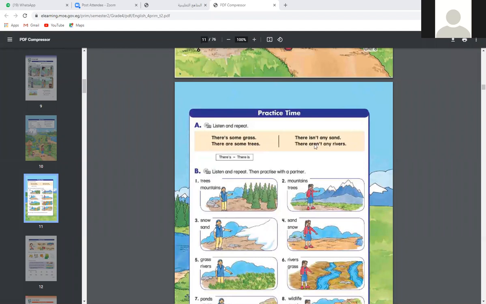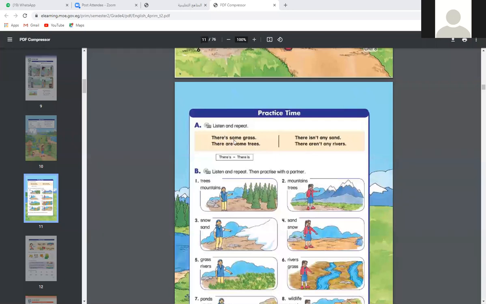Here, there isn't any sand. Can I count the sand? No, it's uncountable. I cannot count sand. So there isn't any sand. I use there is some sand for the singular, and there isn't any sand also for the singular. But what is the difference here?